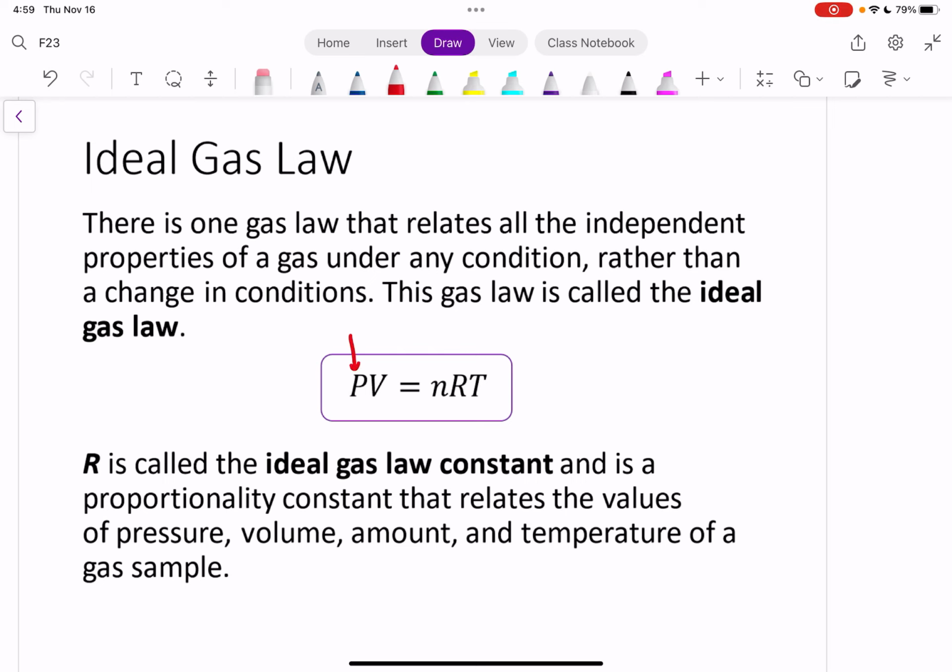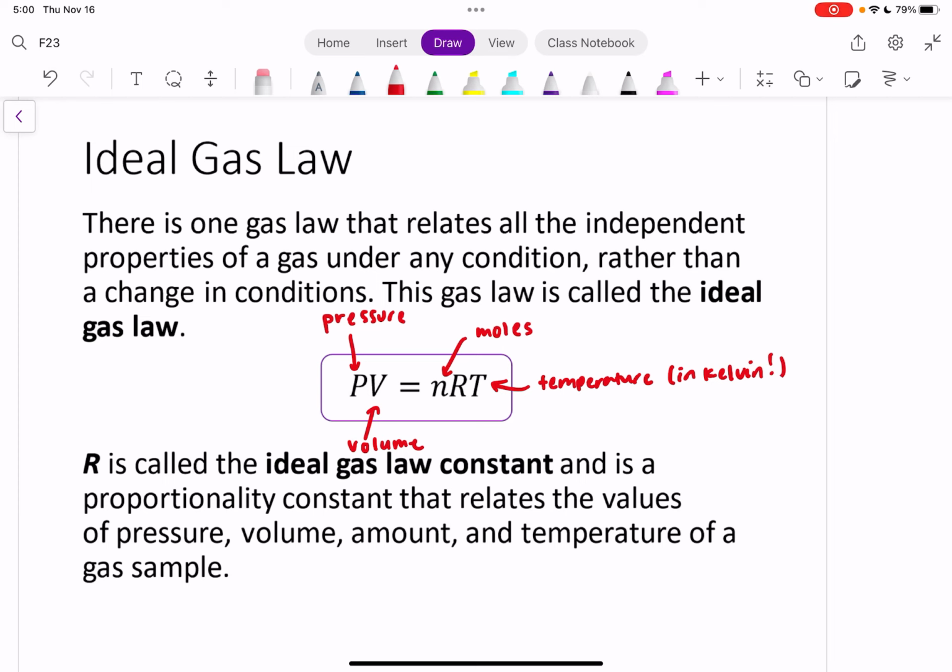So P here stands for pressure, the pressure that your gas is at. V stands for volume. N, lowercase n, stands for moles, the number of moles of your gas that you have. R, I want to talk about in just a second, and T stands for the temperature of your gas, again, in Kelvin. Okay, got to convert to Kelvin, just like any of the other gas laws.